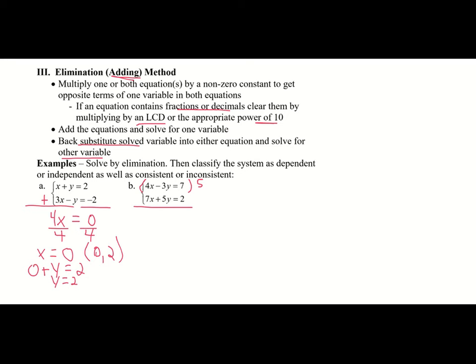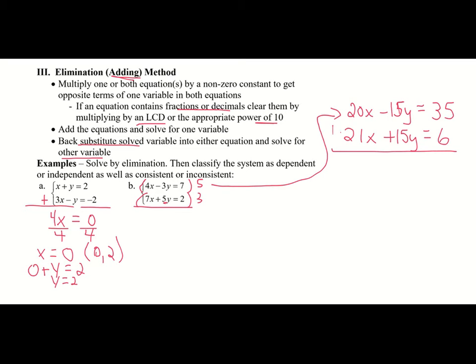When I do that, 5 times 4x gives me 20x, 5 times negative 3y is negative 15y, and 5 times 7 is 35. Now for the bottom, I want to make that 5y a 15y, so I'm going to multiply everything by 3. So 3 times 7x is 21x, 3 times 5y is plus 15y, and 3 times 2 is 6.